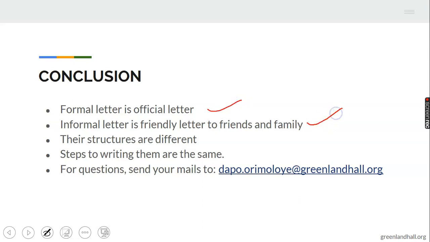Here, friendly and casual. Then the structures are different in the sense that formal has 2 addresses. Informal has 1 address. The formal has a title. In the informal, no title. In the formal, you introduce your reason straight away, but in the informal, you have greetings and introduction. And lastly, they have the same steps in writing. To write them, you follow the same steps.